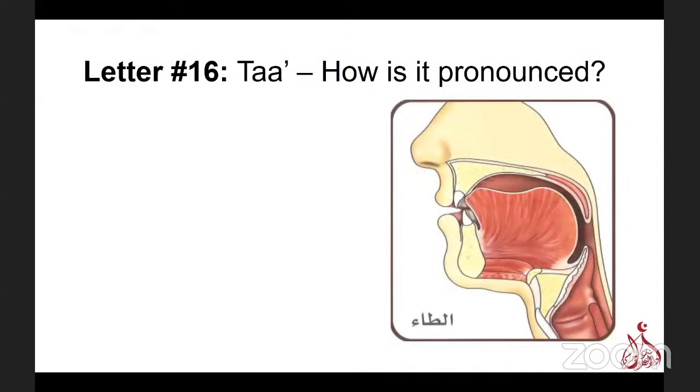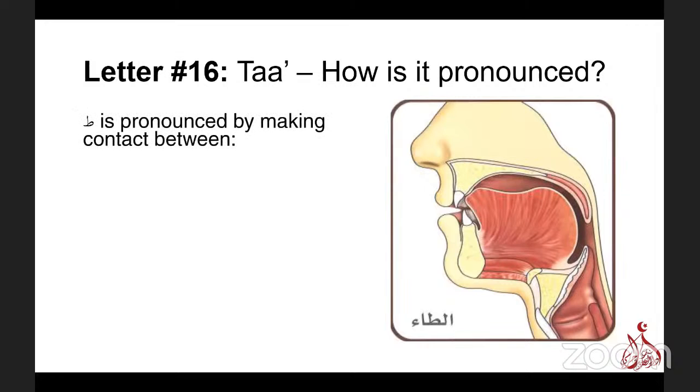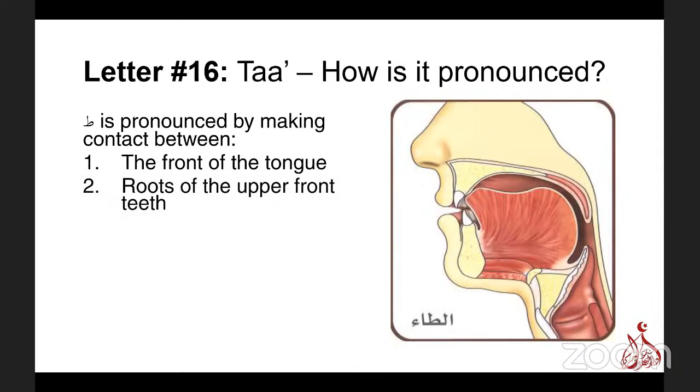First is, how is a Tha pronounced? Like the letter Ta and the letter Dal, a Tha is pronounced when contact is made between the front of the tongue and the roots of the upper front teeth. So the front of the tongue is on the roots of the upper front teeth, the two teeth on top, right where they grow from. That's where the front of the tongue is going to be when the letter Tha is pronounced.